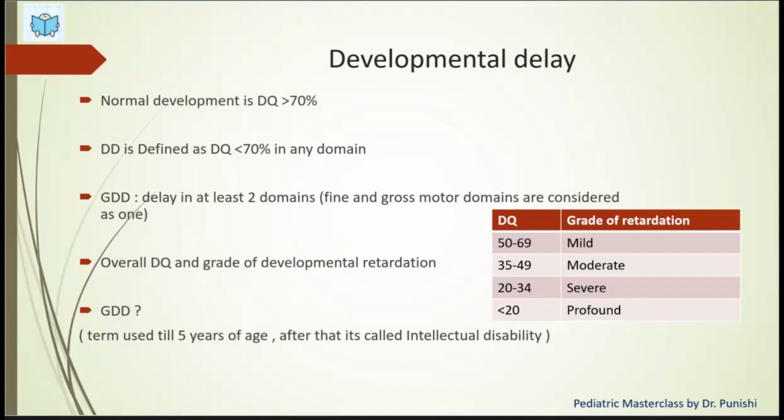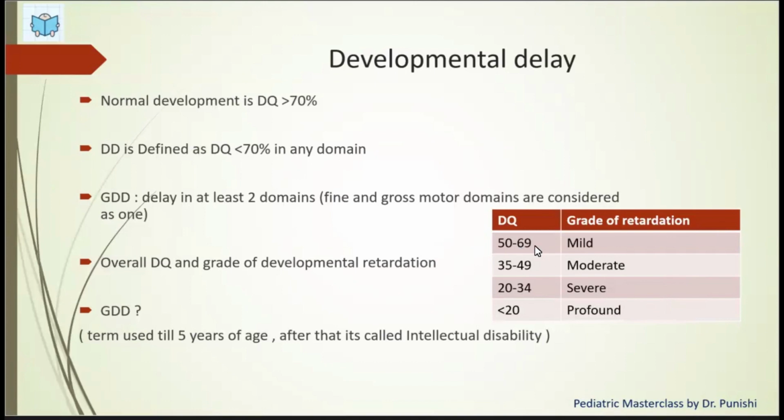And after having calculated the DQ for each and every domain, you need to give an overall DQ. So take an average of all the four DQs. And so let's say the overall DQ for this patient was 50. I mean, not percent, was 50. So in that case, you have to say what is the grade of retardation. This is what it is.